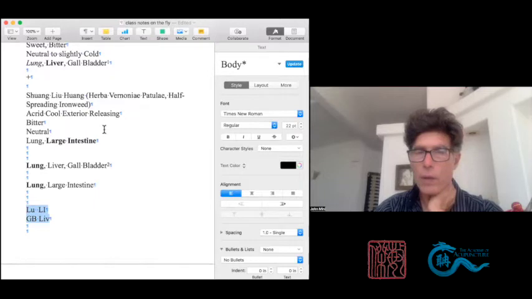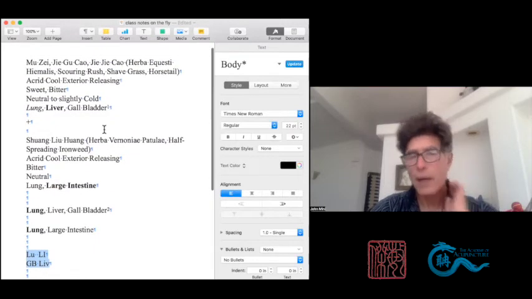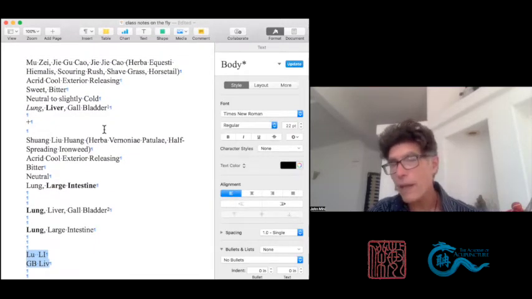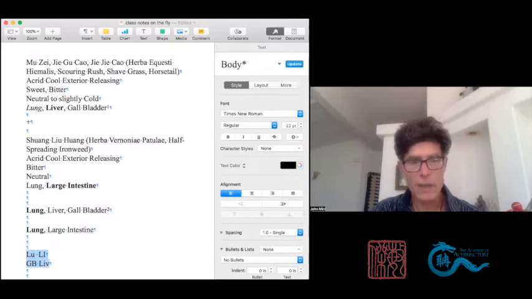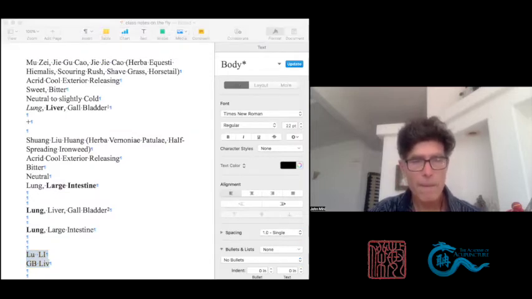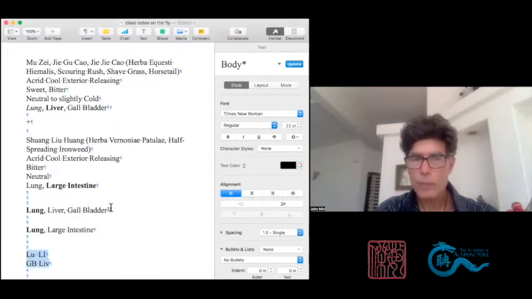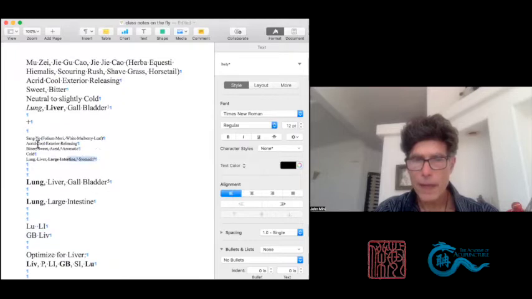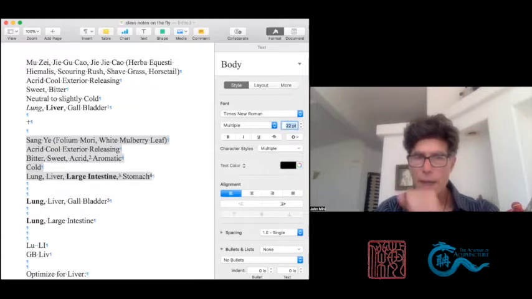So Shuang Liu Huang: combining it with a liver combination that also happens to be highly slanted to the lung, which we also just did. Okay, let's keep on going. All right. Maybe we could add Sangye. Watch what happens when you do that. We add Sangye.